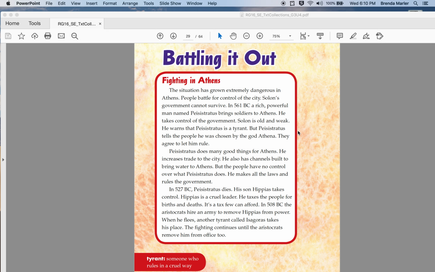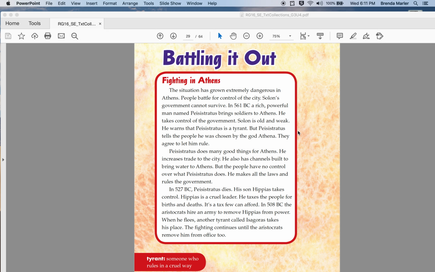And so the people of Athens agree to let him rule. Pisistratus does many good things for Athens. He increases trade to the city. That's a good thing. He also has channels built to bring water to Athens. Well, that seems pretty good if you're thirsty every day and you just want to get a quick drink of water. But here's the big problem again.